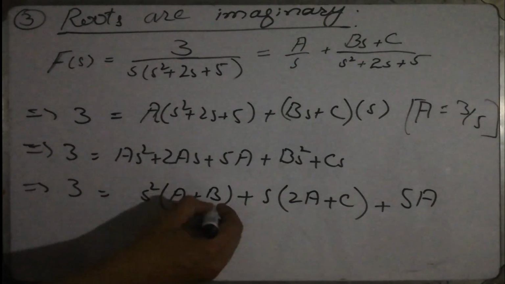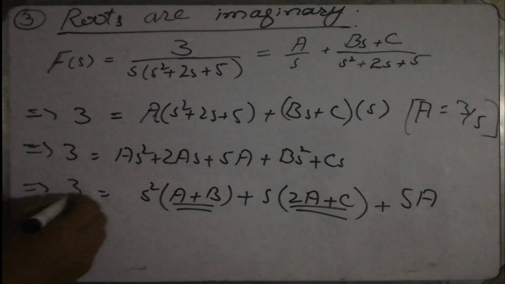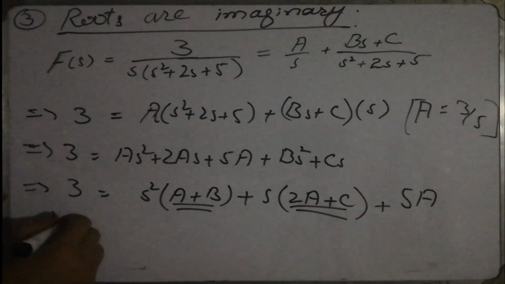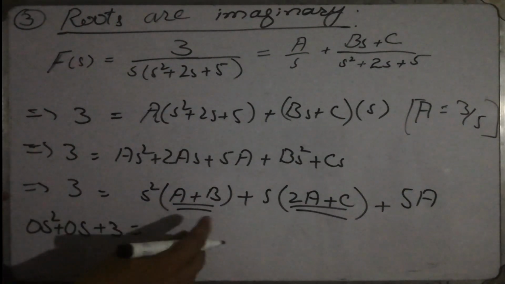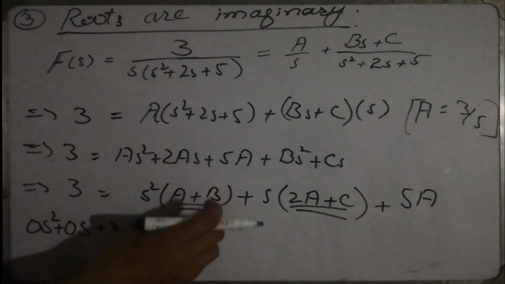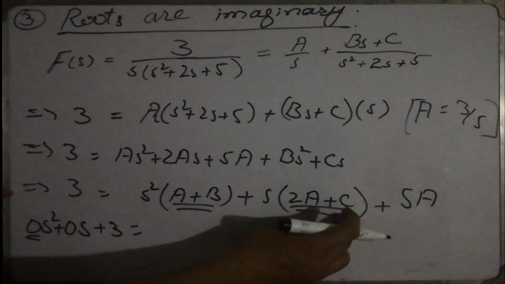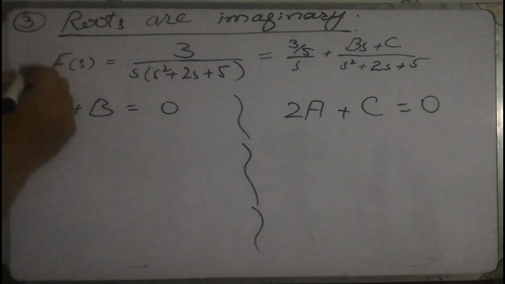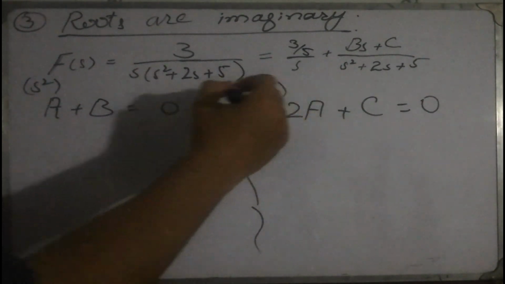Now we have to equate the coefficients of s square and the coefficients of s. So we have the coefficient of s square as A plus B and the coefficient of s is 2A plus C. But on the other side, we have only 3 as a constant. That means the coefficient of s square is 0 and the coefficient of s is also 0 on the other side, and we only have 3 left over here. So the coefficient of s square on the other side would be equal to 0, and the coefficient of s would also be equal to 0. Now let's equate the coefficients on both sides.